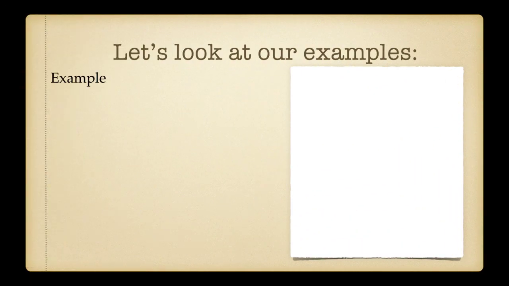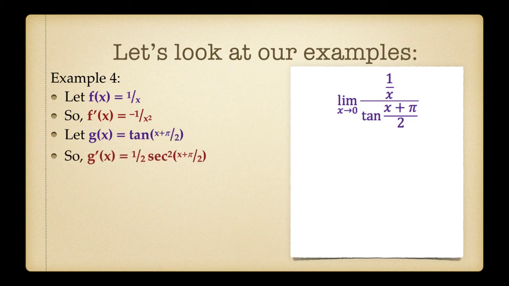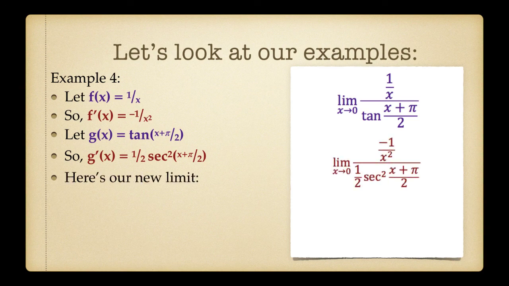The last one is a little bit tricky. If I try and take the derivative of the top, I get negative 1 over x squared, which still does me no good. And if I try and take the derivative of the bottom, I get negative 1/2 secant squared of x plus pi over 2, and that doesn't help me either. If I try and plug x equals 0 into that, I get a problem again, which is negative infinity over infinity. Again, that's not hopeless, but it's really not going to help.